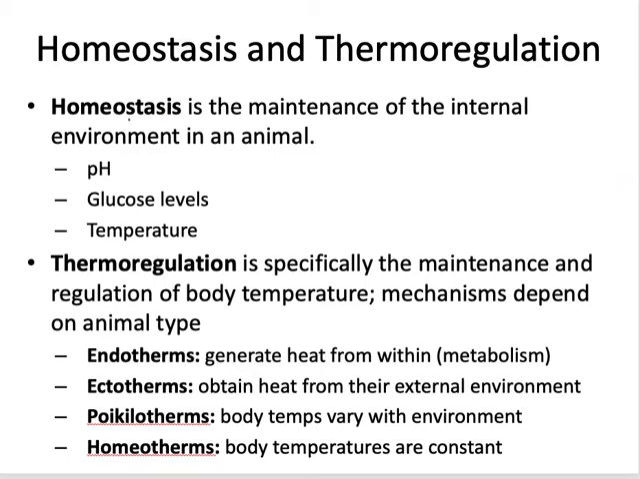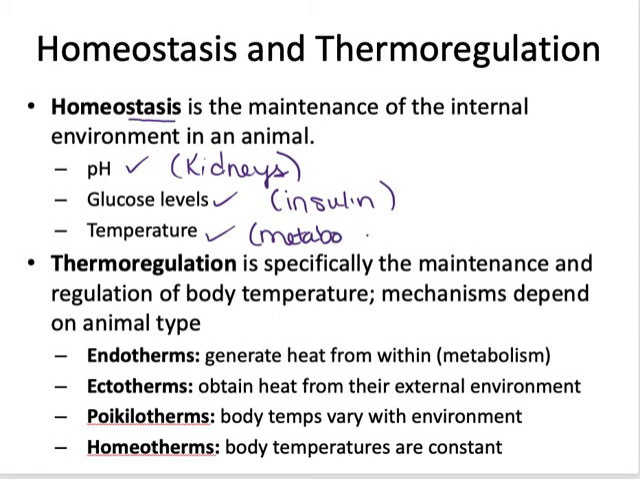So homeostasis. Stasis means staying the same. Homeo refers to within. So it's the maintenance or the keeping everything the same within the internal environment in an animal. So homeostasis refers to not just temperature, but also pH, glucose, and temperature. So pH is maintained by our kidneys, which we won't be learning about this semester. Glucose is maintained by the hormone insulin, and temperature is maintained through our metabolism and other mechanisms for thermogenesis or thermoregulation.